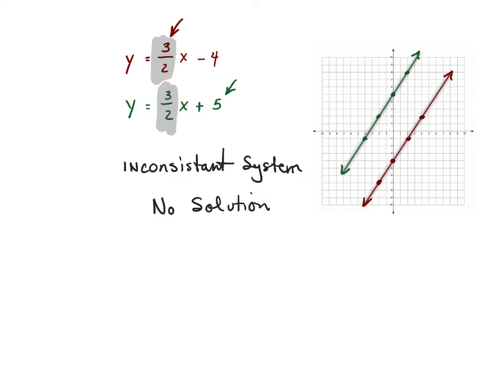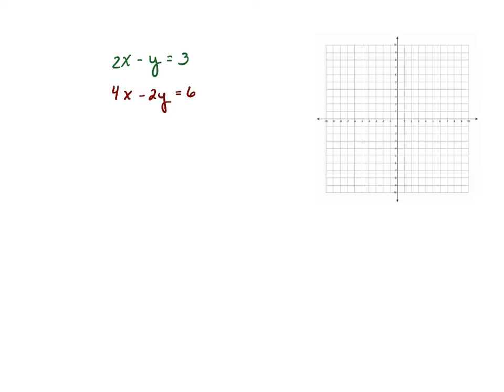Let's look at another example here. What if our ordered pairs are parallel to each other? Inconsistent system, no solutions. You could also write the null set for that. All right, this one's a little bit tougher.